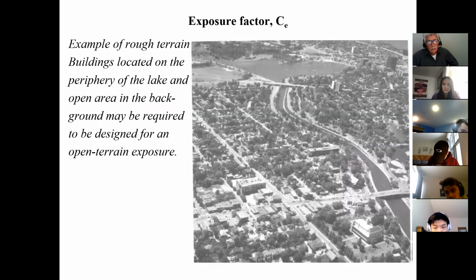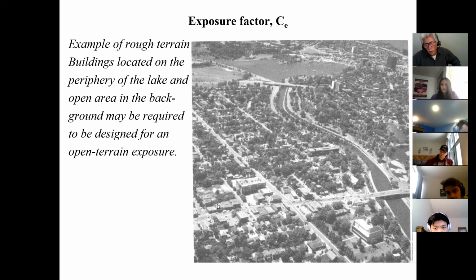Now, here's another example. This would be rough terrain in here, but all the houses around this open water would be open terrain. You understand? This house would be open terrain because it doesn't have at least a kilometer. So buildings located on the periphery of the lake should all be open terrain, and the other ones should be at least a kilometer away.